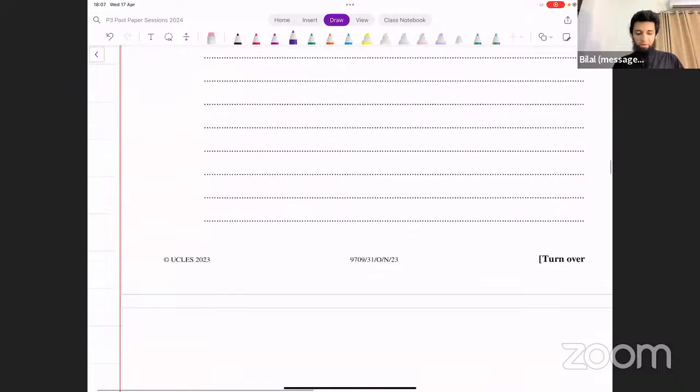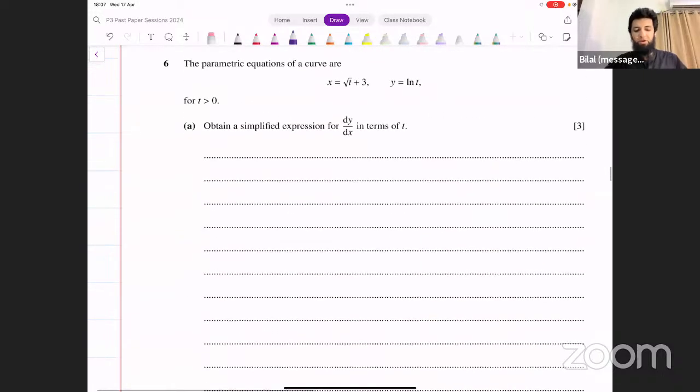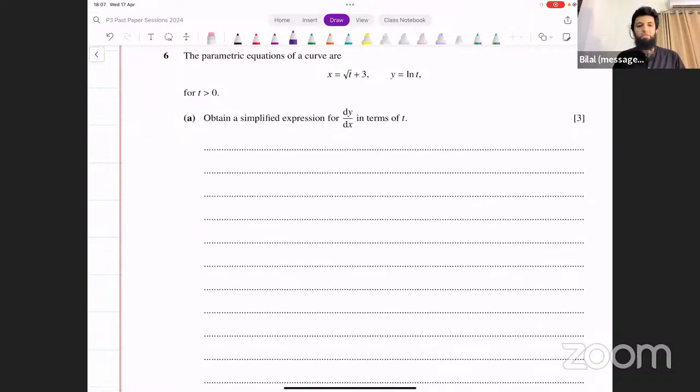Good. Let's have a look at the next one now. Question number 6. It says the parametric equations of a curve are x equals under root t plus 3 and y equals ln t for t greater than 0. Obtain a simplified expression for dy over dx in terms of t. Okay, so we have to find the derivative. These are parametric equations. We have to use chain rule for this, remember?